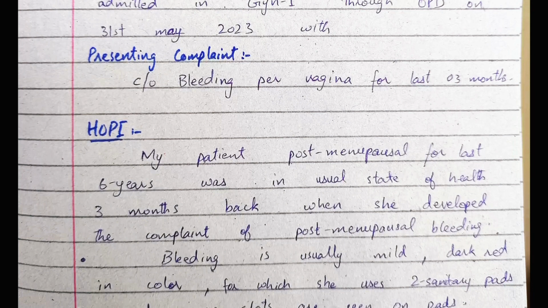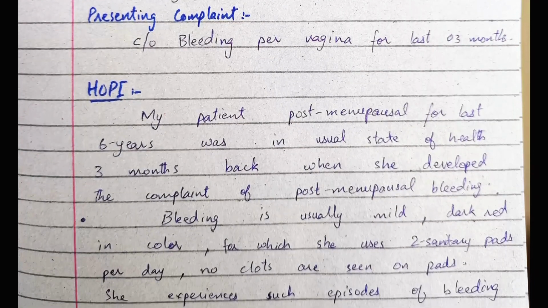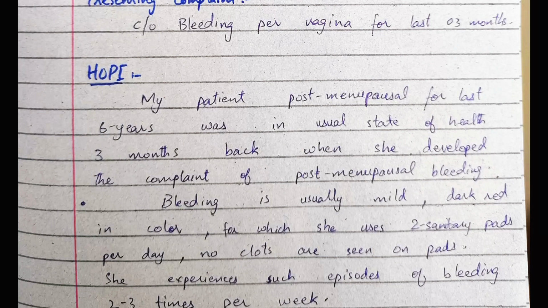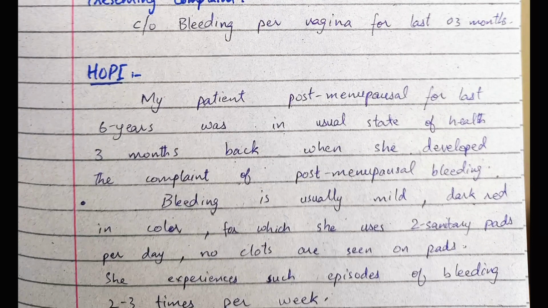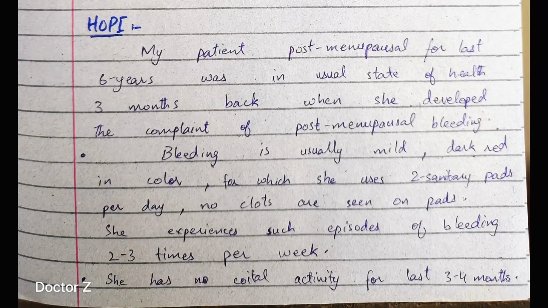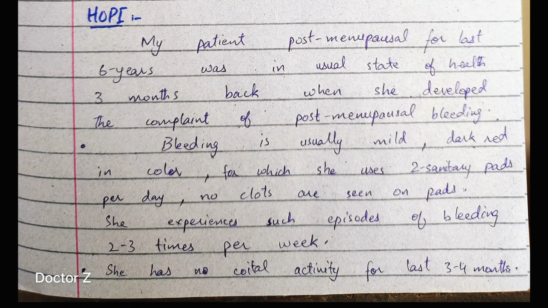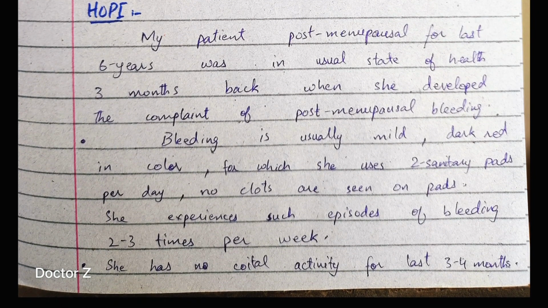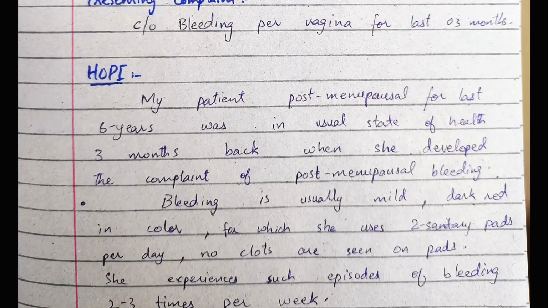And now history of presenting illness. My patient, postmenopausal for last 6 years, was in usual state of health 3 months back when she developed the complaint of postmenopausal bleeding. Bleeding is usually mild and dark red in color, for which she uses 2 sanitary pads per day. No clots are seen on pads. She experiences such episodes of bleeding 2 to 3 times per week. She has no coital activity for last 3 to 4 months.